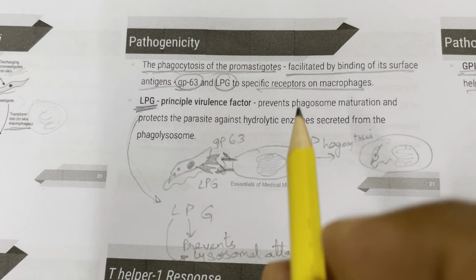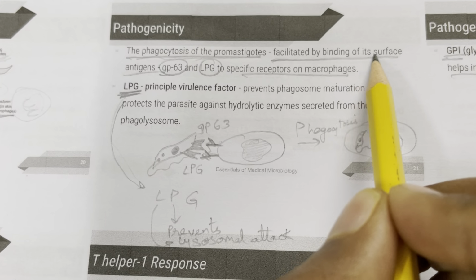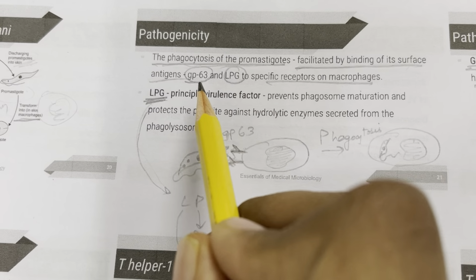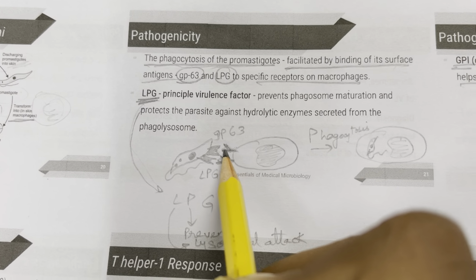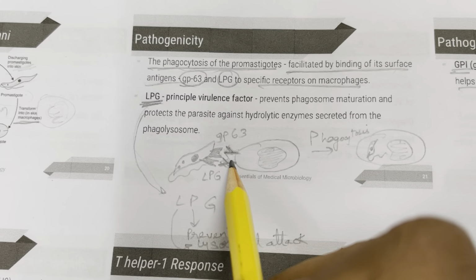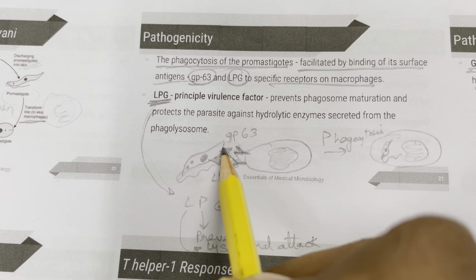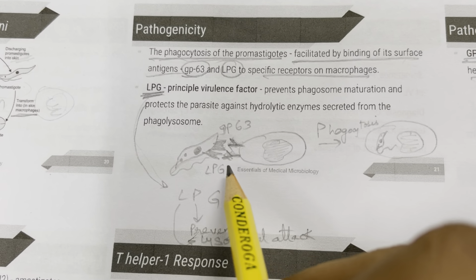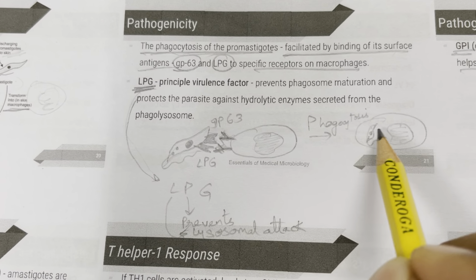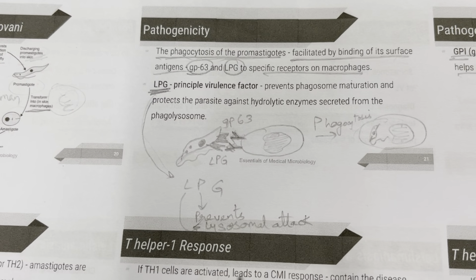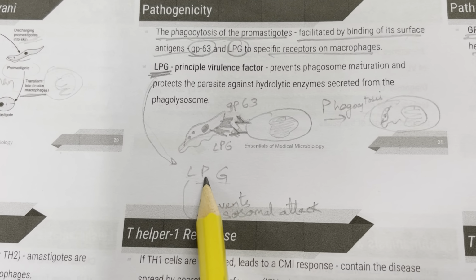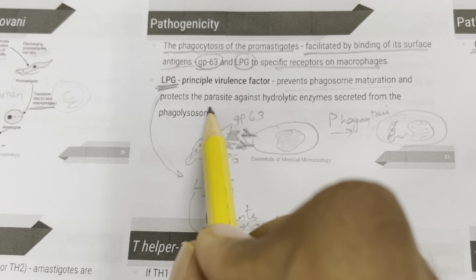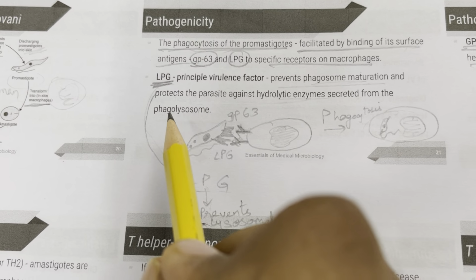Moving on to the pathogenicity. So the phagocytosis of promastigotes is facilitated by the binding of its surface antigens GP63, glycoprotein 63, and LPG to specific receptors on macrophages. So this is a macrophage which has certain specific receptors, and this is the promastigote which has certain surface antigens GP63 and LPG which bind to this, and finally it is phagocytosed into the macrophage. So LPG, you can remember P for prevention and L for lysosomal attack. So it prevents phagosome maturation and protects the parasite against hydrolytic enzymes secreted from the phagolysosome.